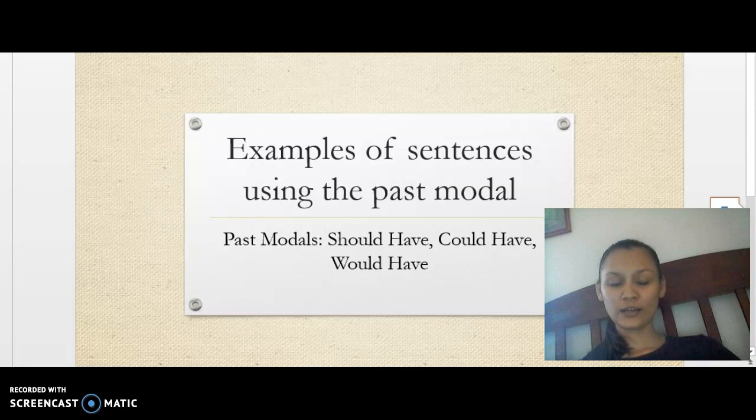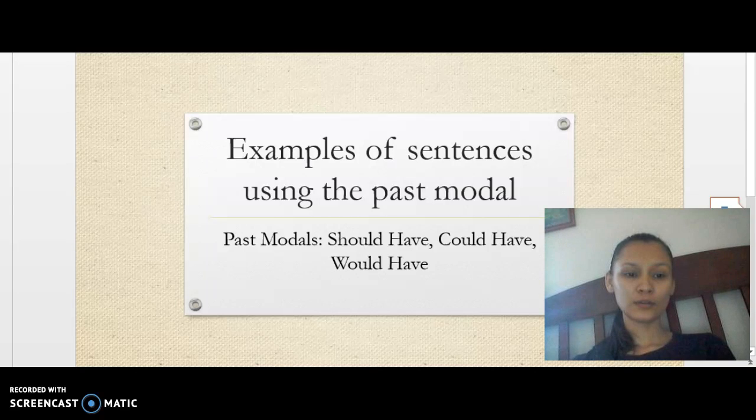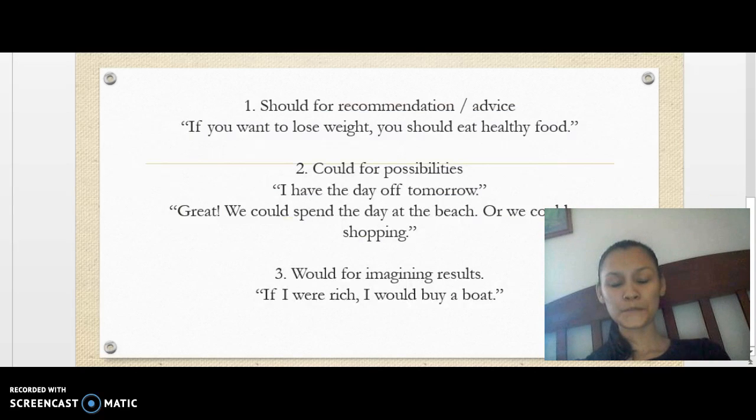In this opportunity, I'm going to explain some example sentences using the past modal. The past modals are the verbs should have, could have, and would have. For example, the meaning of the past modal is that the verb implies something was possible, permitted, obligatory, or able to be done in the hypothetical sense, but it did not actually happen.